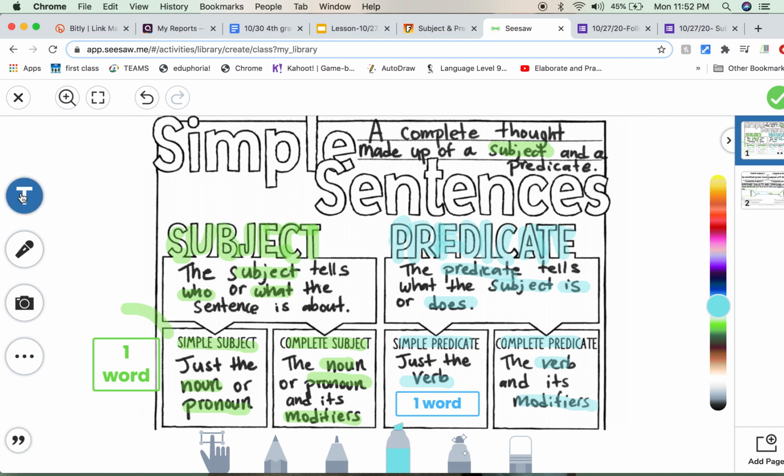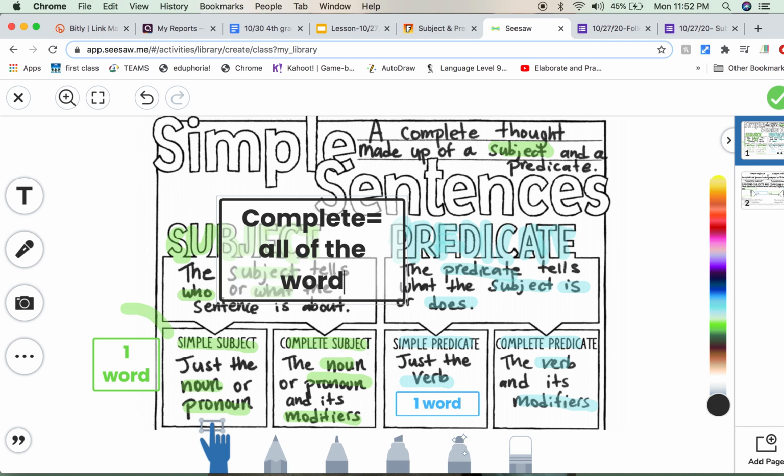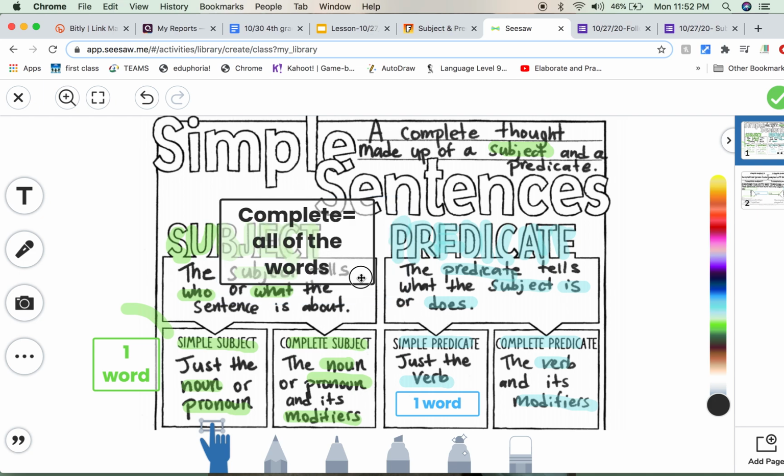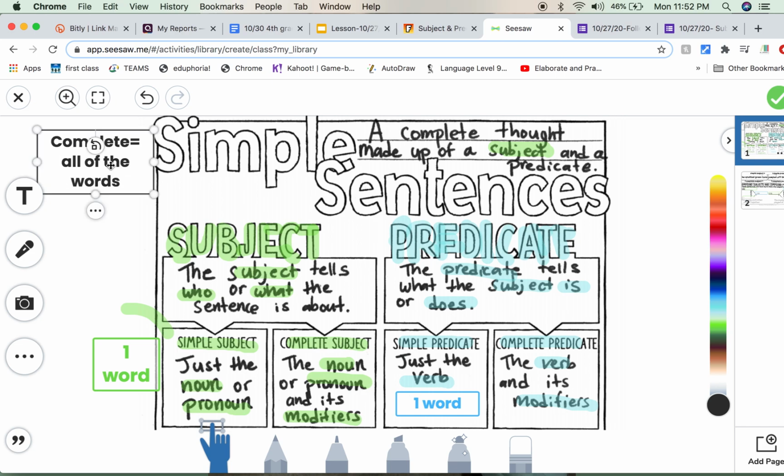So we're going to add a text box and write complete equals all of the words. And we're going to put this right here. And we're going to make this red since it applies to both of them. Complete equals all of the words. Simple means one word. Then we're going to add another text box.